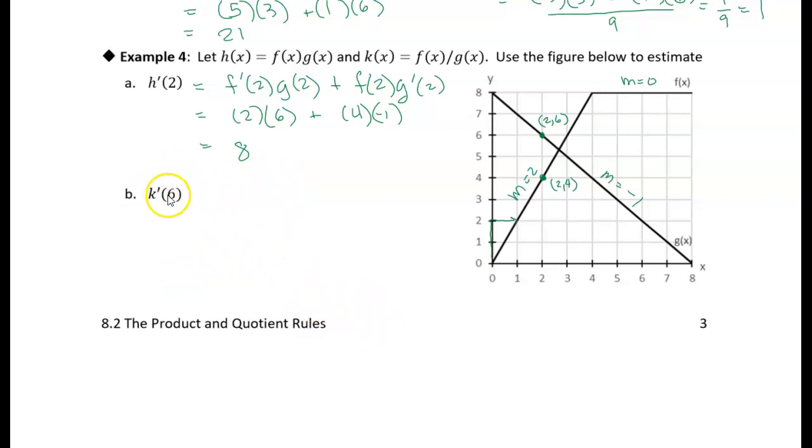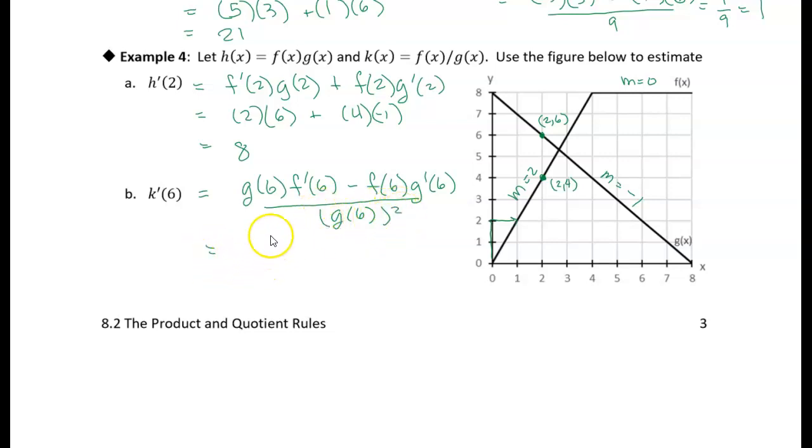So the derivative of k at 6 is similar, right? It's just that k is defined as a quotient. So we're going to use the quotient rule to figure out what the derivative of k is at 6. All right, so it's low, right? So low evaluated at 6, d high, f prime evaluated at 6, minus high evaluated at 6, d low, right? So low is g. We need d low evaluated at 6. And then we're going to divide that by low squared, right? So we have g of 6 quantity squared. Okay, now we just need to find those values.